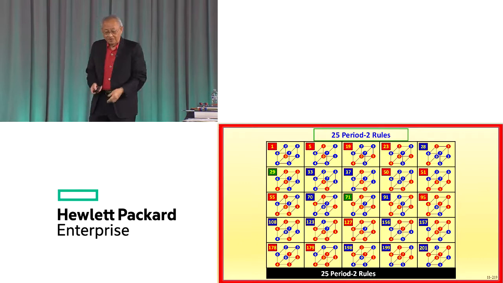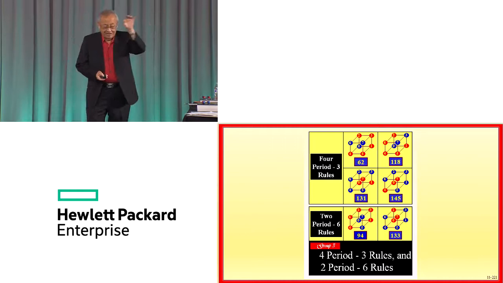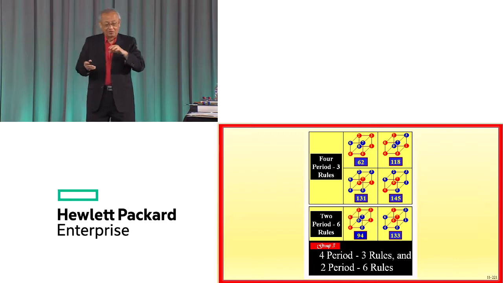And there are six period six rules. That's out of 256, but let's just go to the 88. There are just four period three rules, the 62 that you have seen, and the 62 has three siblings. I call them siblings; they're equivalent. The other siblings all behave the same way by the rule we just described: you look left, right, or you change color. And there are only two period six, which are 94 and 133.